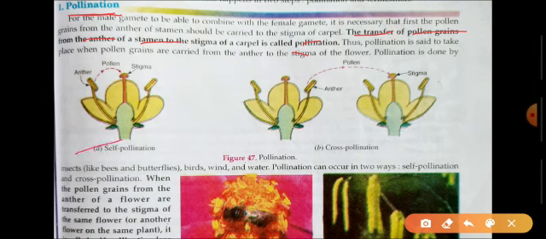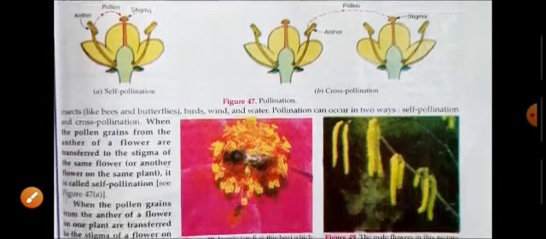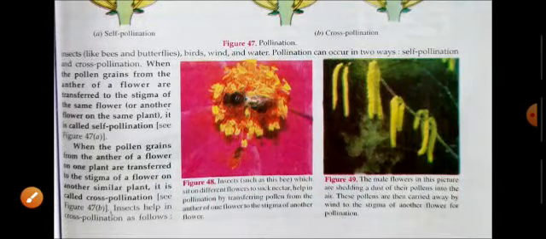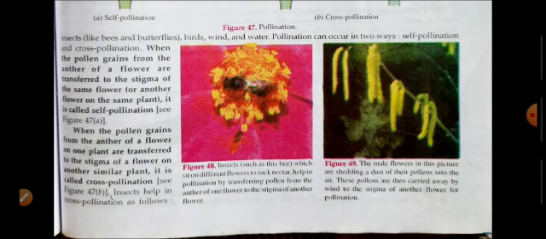These two ways are self-pollination and cross-pollination. So at first, about self-pollination. When the pollen grains from the anther of a flower are transferred to the stigma of the same flower, such a pollination is called self-pollination.